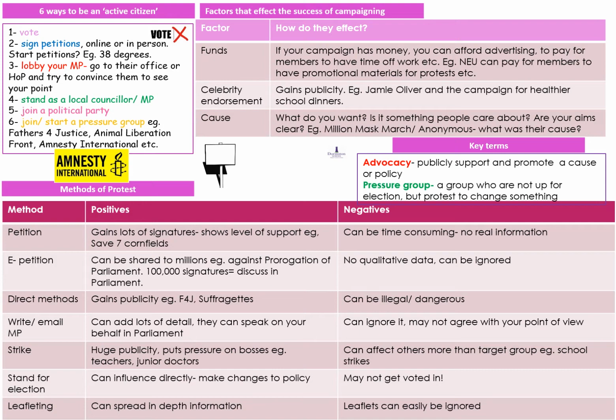So your key terms you need to know are advocacy, which is where your people stand up and support and promote a cause, and then pressure group. Okay, and these are the different methods. You know the different methods, you know their positives, you know their negatives. I've given you a couple of examples there as well. But just press pause and make sure you can go through all of those by yourselves.